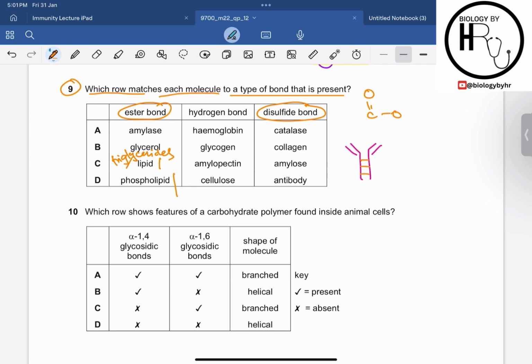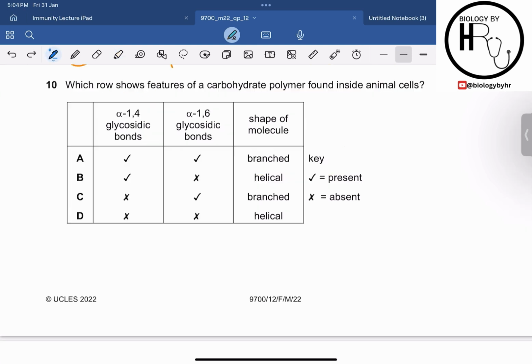So we know that the disulfide bond is present in the antibody. So hence the answer should be option D. So this is how we can conclude our answer. Question number 10 is about which row shows the features of a carbohydrate polymer which is found inside the animal cells.